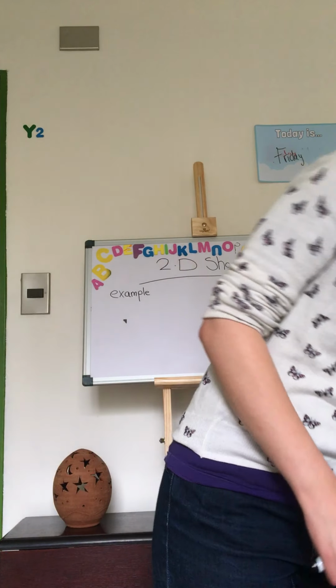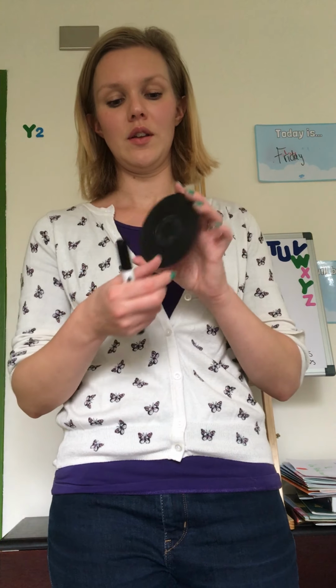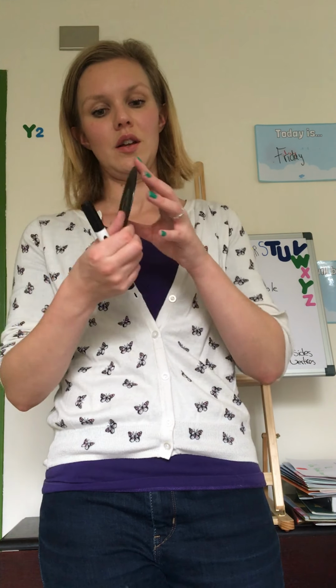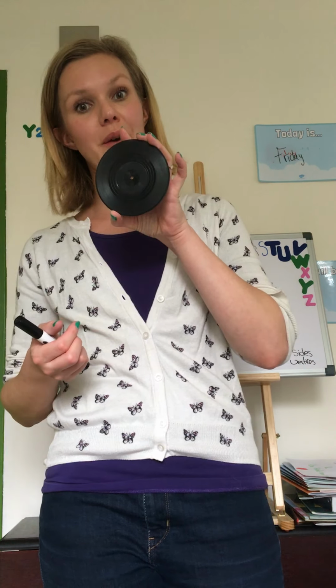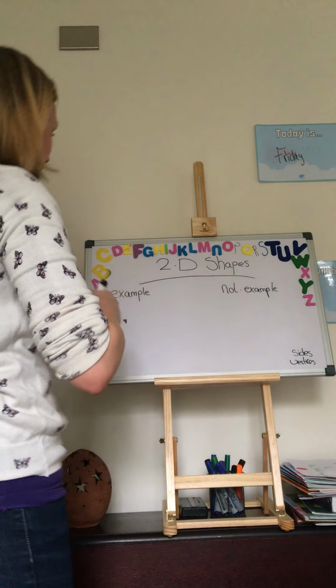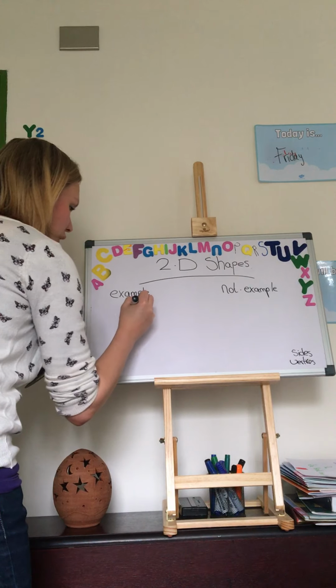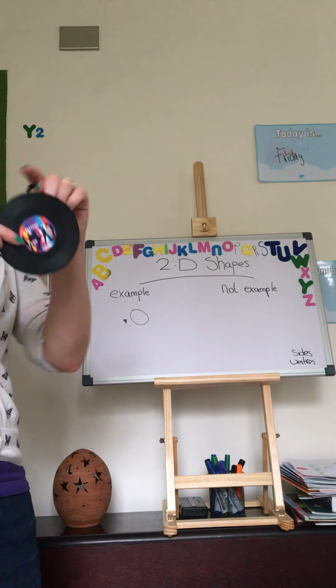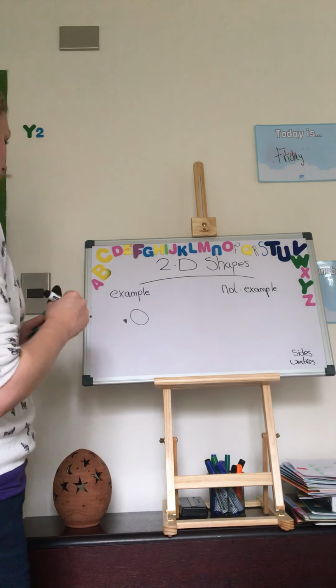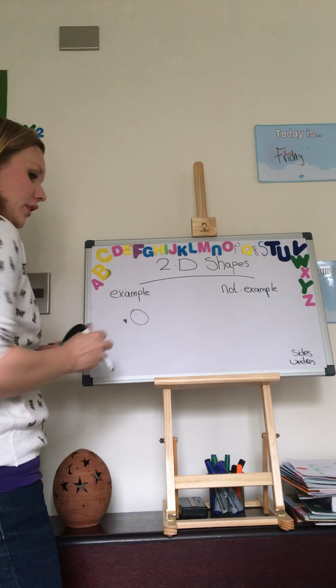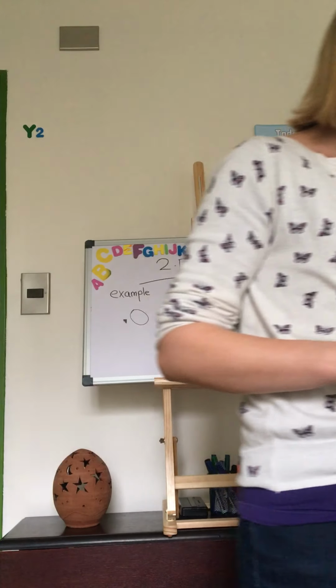Look what I found. This here. You know the name of this shape, yeah? It's a circle. Very good. A circle, like a round. So let's see if there is something else.